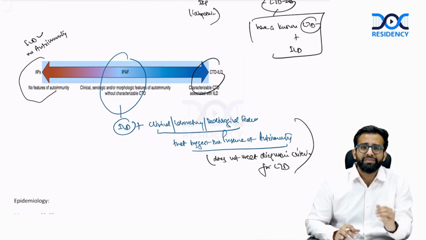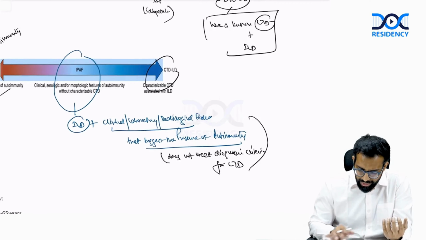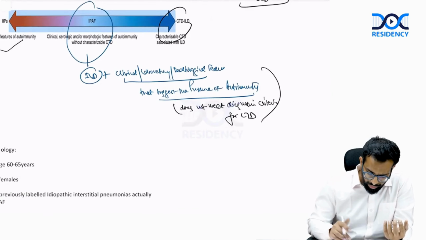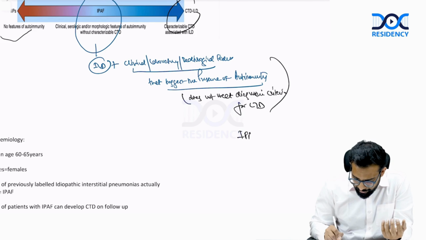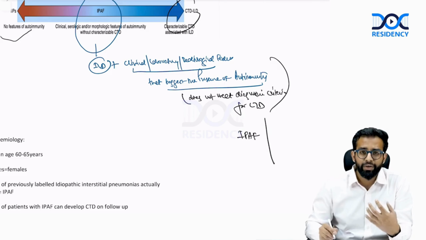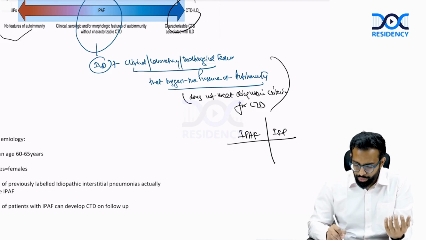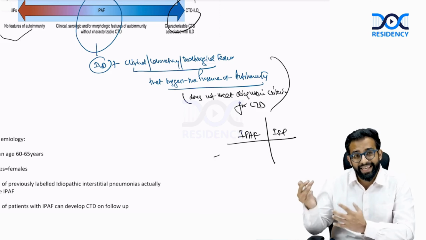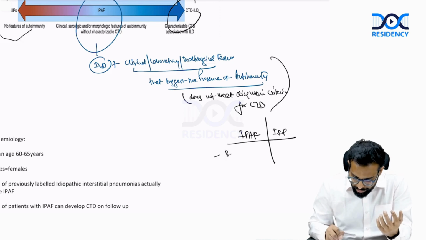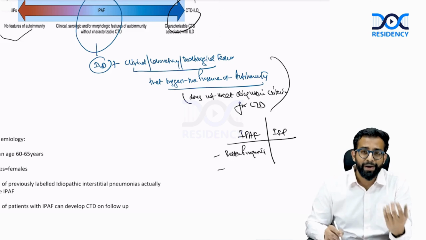What is the importance of this category and why has this category been established over the last few years? The reason is, if we talk about IPAF and we compare it to patients with idiopathic interstitial pneumonias, patients of IPAF actually have a better prognosis as compared to the idiopathic diseases. They have a better prognosis and also they respond better to treatment.